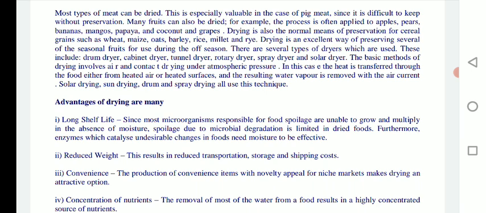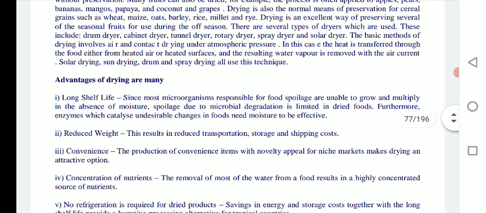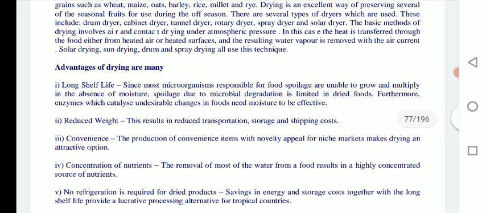Then there are several types of dryers which are used. These include a drum dryer, cabinet dryer, tunnel dryer, rotary dryer, spray dryer, and solar dryer. All these are types of dryers that are used for different purposes as per the requirements of different foods. The basic method of drying involves air contact drying under atmospheric pressure. In this case, heat is transferred to the food either from heated air or heated surfaces, and the resulting water vapor is removed with the air current. Solar drying and sun drying, drum drying, and spray drying all use this technique.